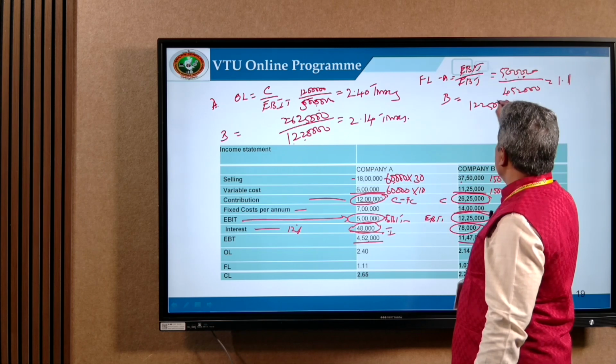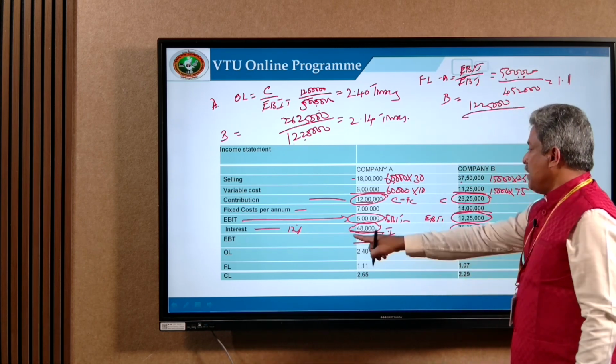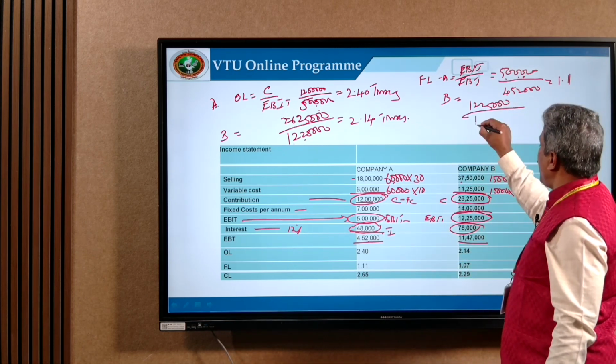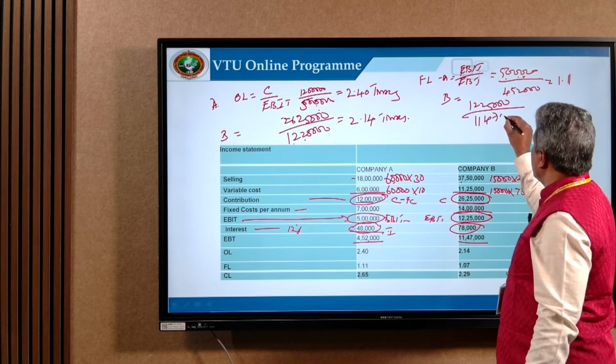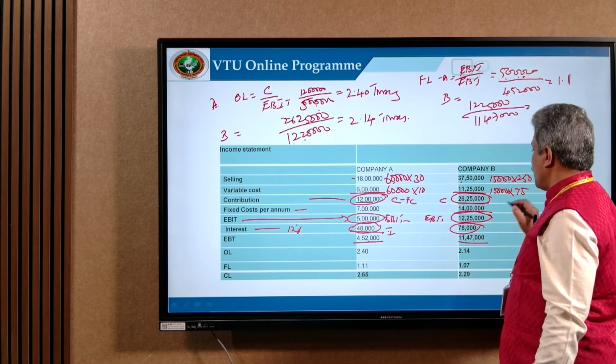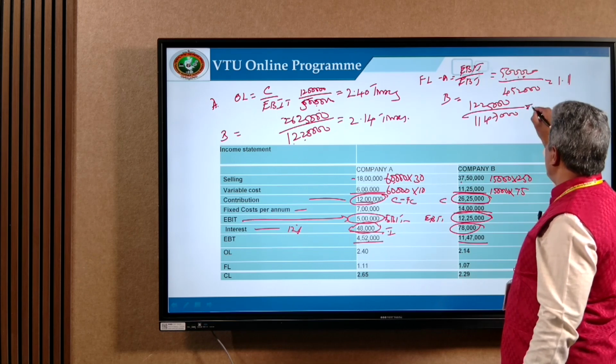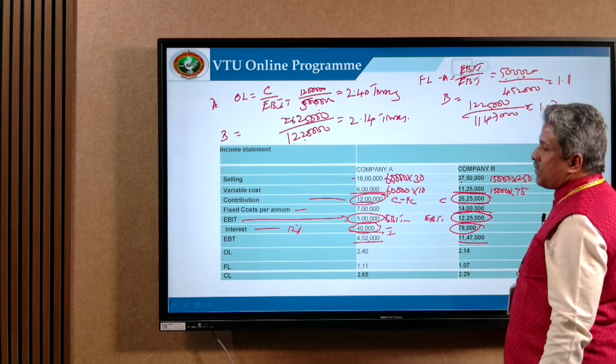In the same way, company B's EBIT is 12 lakhs 25,000 divided by EBT of company B, 11 lakhs 47,000, which is equal to 1.07 times.